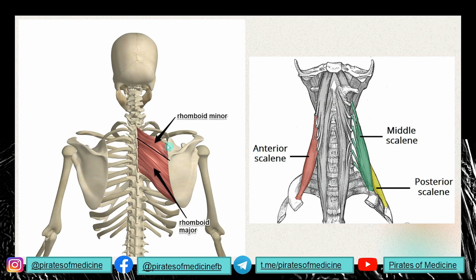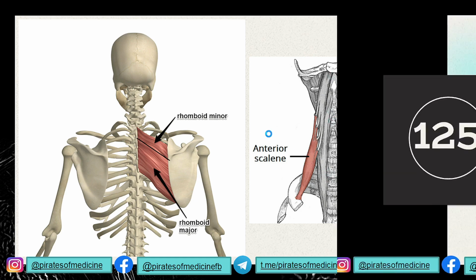Then we have the rhomboid minor and rhomboid major, which are again the muscles of the back. They are not located on the dorsal surface of the neck. And the anterior scalene, middle scalene, and the posterior scalene also, they are located on the lateral part of the neck, not on the dorsal part. So that is why the answer is trapezius muscle.